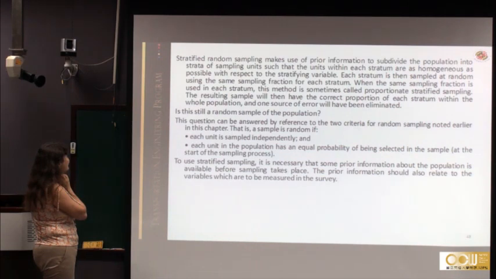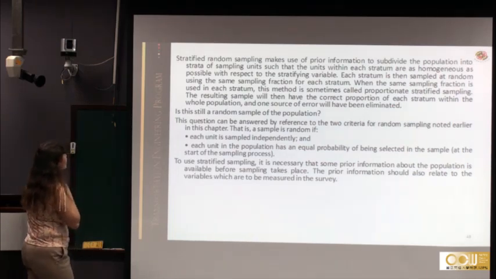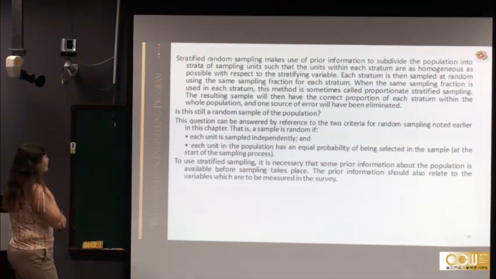So the question is, is it still a random sample when you have strata in your sampling? It is random if each unit is sampled independently and if each unit in the population has an equal probability of being selected in the sample. So the answer is yes. If you satisfy these two bullet points, even if you work with stratified random sampling, you are okay. So it means that you have a random sample.